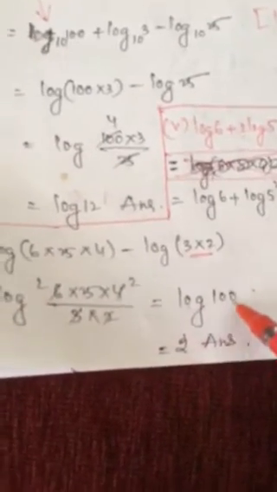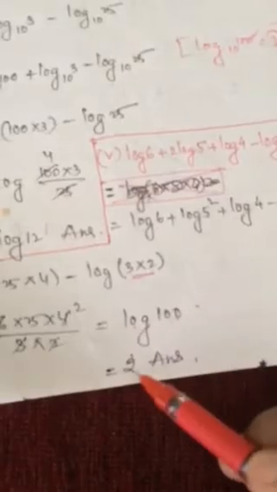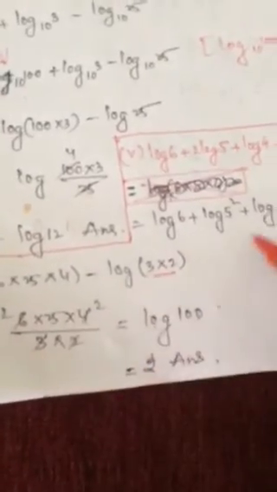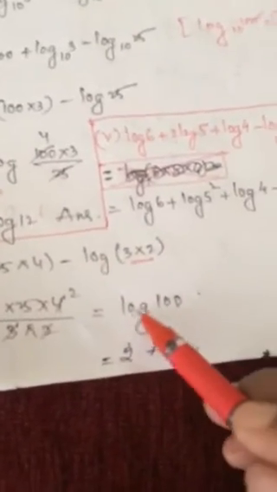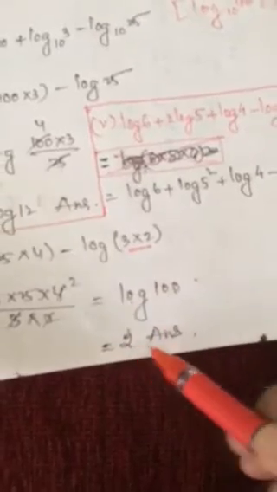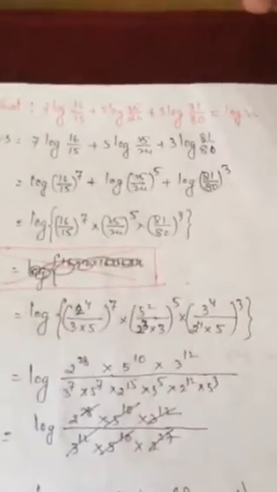Log of 100 is always 2. I have already told you, log of 100 is always 2. If there is no base, it means the base is always 10. So log of 100 to the base 10 is always 2. This is the answer.